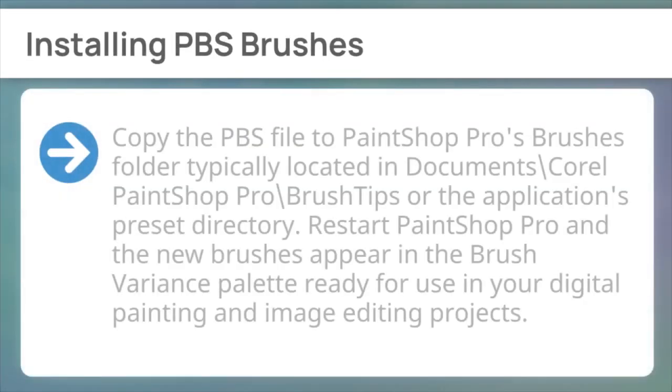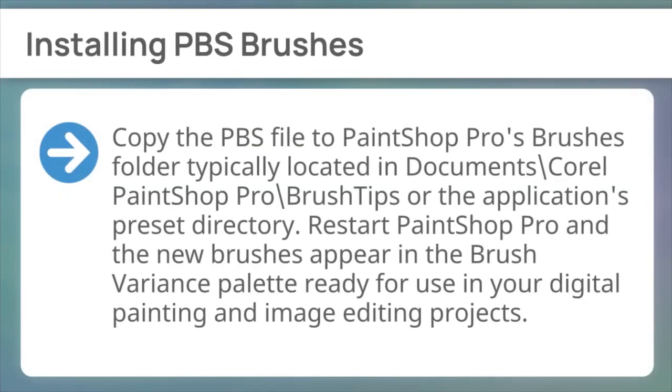First, installing PBS brushes. Copy the PBS file to PaintShop Pro's brushes folder, typically located in Documents/Corel PaintShop Pro Brush Tips, or the application's preset directory. Restart PaintShop Pro, and the new brushes appear in the brush variants palette, ready for use in your digital painting and image editing projects.